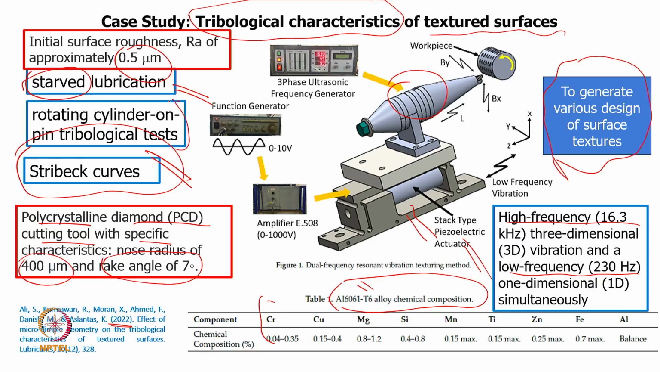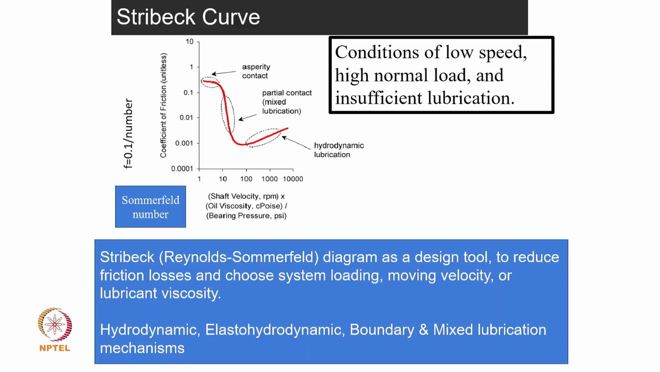To figure out the friction and wear characteristics, they use a rotating cylinder on pin tribology test, and this is one of the tests available in their lab. So, they have used it, but we can use any other test setup also, any other tribometers also. Now, what is a Stribeck curve which I mentioned?